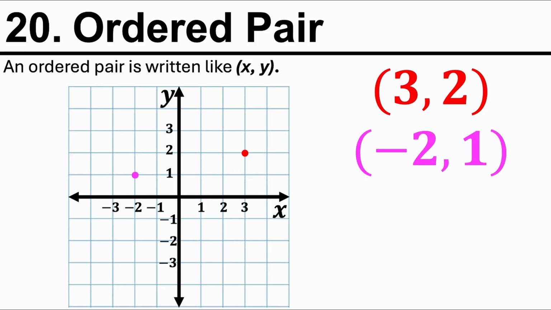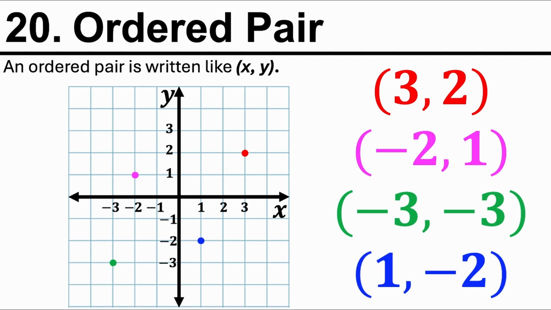Similar for -2 and 1. The x value is -2 and the y value is 1. -3, -3, both x and y are -3. You see it in the bottom left. And then finally for 1 and -2, I have an x value of 1 and a y value of -2. Again, an ordered pair will always be written as x comma y, or independent variable comma dependent variable.